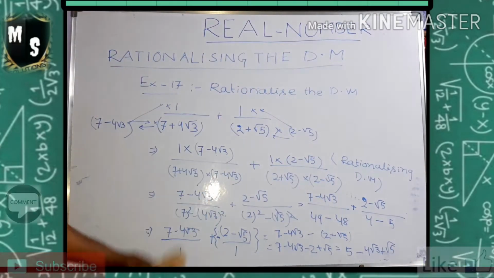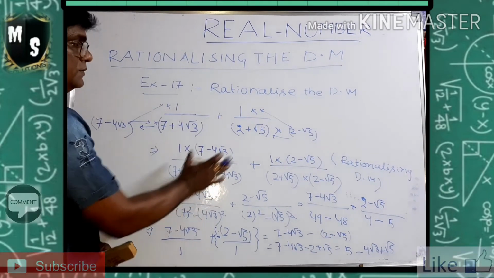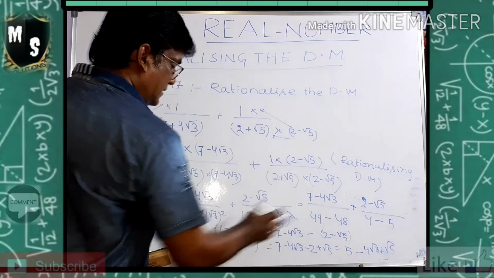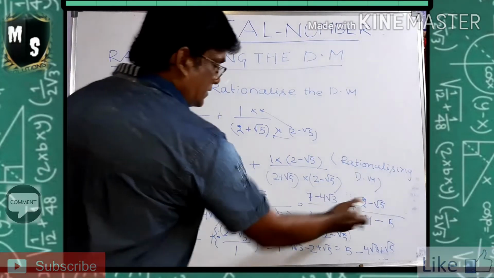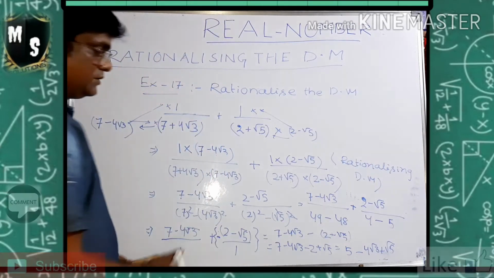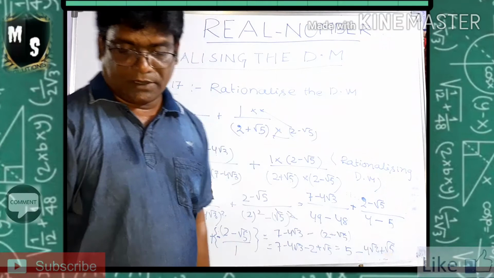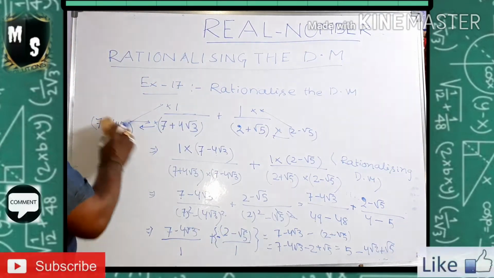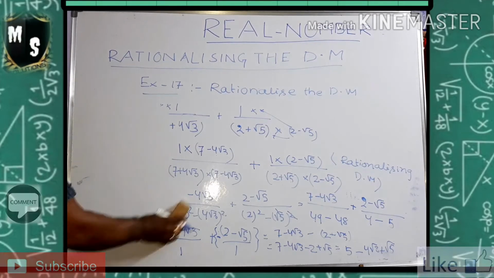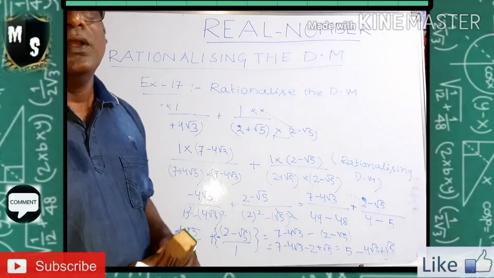I hope you understood how I did it. Separately you have to rationalize here, and here you have to rationalize. Then put it in the formula. Take the LCM. If an LCM is there, solve it. Then you will get the answer. Understood? I hope you understood this. In the next part of the video, I will tell you about exponents.